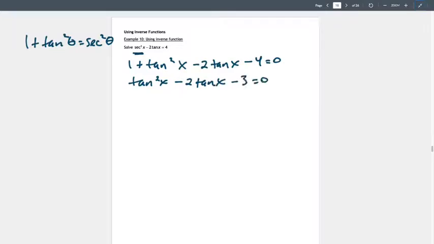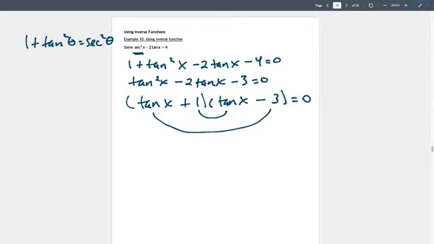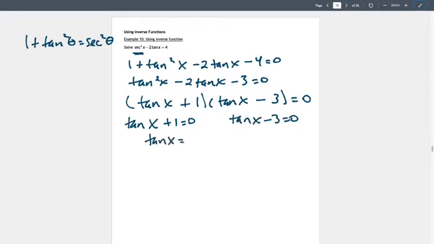So combining like terms, I get this equation. If I were to factor it, I would do tangent x times tangent x to get that tangent squared. I need a 3 and a 1 to give me the 3. I need it to be a negative 3, so one needs to be positive, one needs to be negative. I'm going to put the negative here and the positive here, because this will give me a positive tangent x, this will give me a negative 3 tangent x, which will combine to be that negative 2 tangent x. All right, set each factor equal to 0. So we get tangent x equals negative 1, and we get tangent x equals 3.